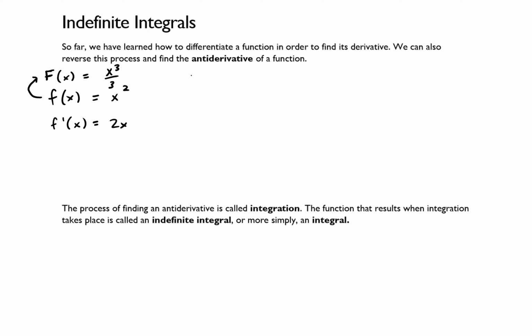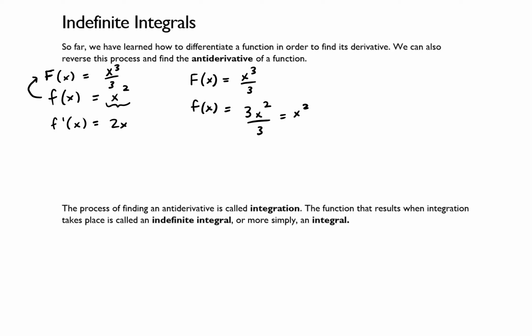Let's just verify. If we took the derivative of capital F of x, which is x cubed over 3, to get lowercase f of x, we'd bring down the power, and we decrease the power by 1. And if we simplify that, that does in fact give us the original function. So again, in order to find the antiderivative, you would raise the power by 1 and then divide it by that new power.